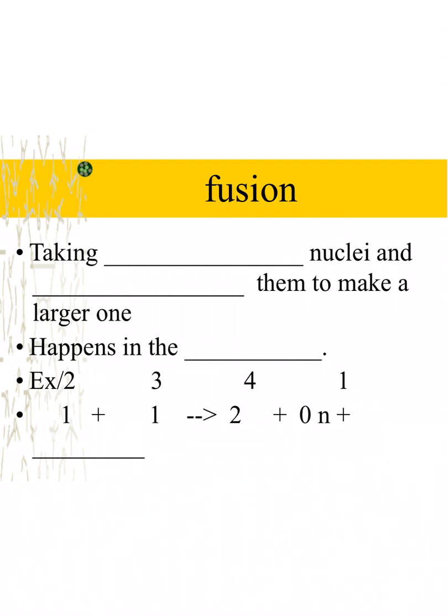The opposite of this is fusion, and that's taking smaller nuclei and combining them to make a larger one. You can think of this like fusing glass. They melt glass down and put it together to make a bigger piece. The most common place this happens is in the sun.